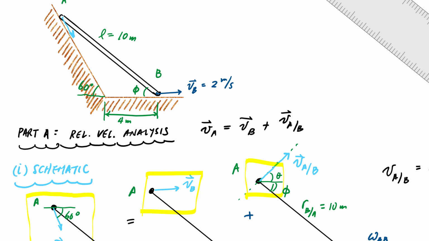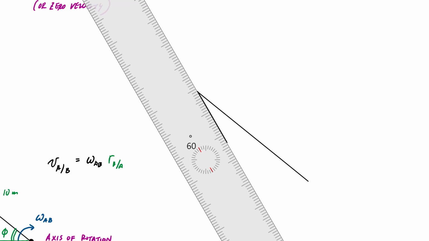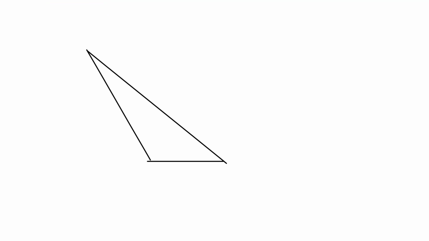Based on this triangle, I can make a better drawing of it. Here is my triangle. This side is 10 meters. I know this angle is 60 degrees, and by one line right here, I know this angle is 120 degrees. I know the length of this side is 4 meters. I can use the law of sines to figure out this angle, which I'll call gamma, as well as the angle phi.